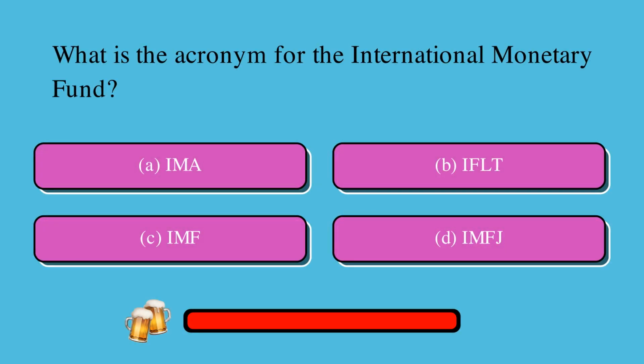What is the acronym for the International Monetary Fund? Is it A, B, IFLT, C, IMF, or D, IMFJ? The correct answer is C, IMF.